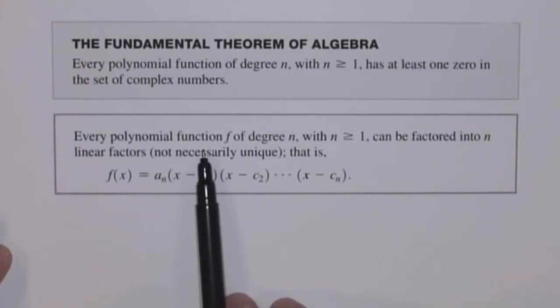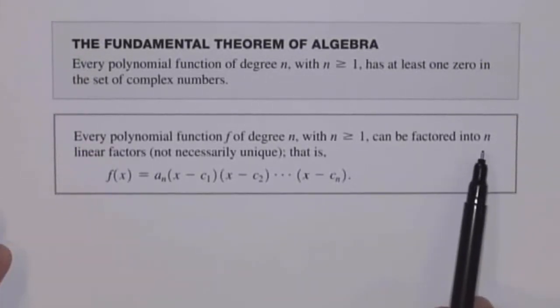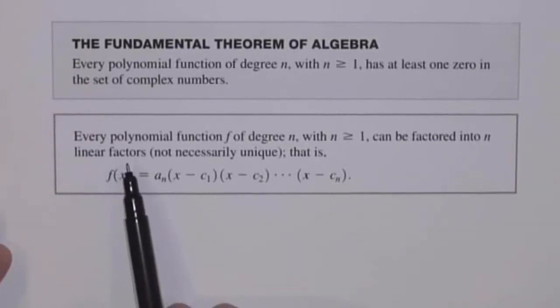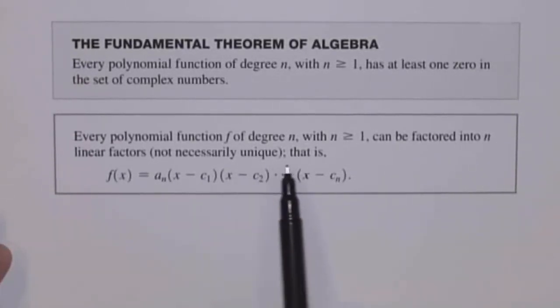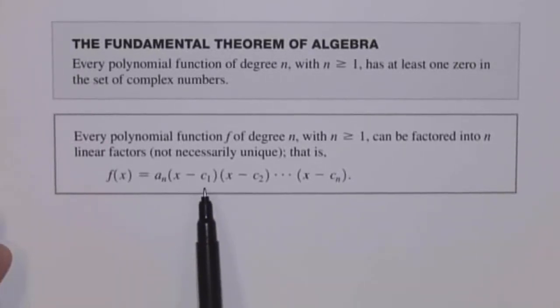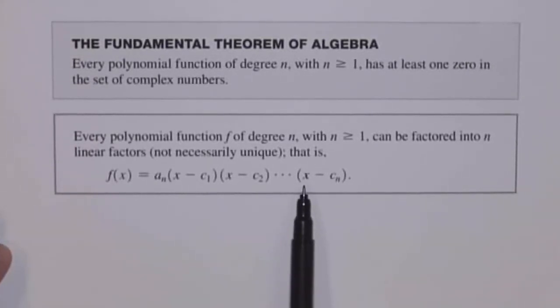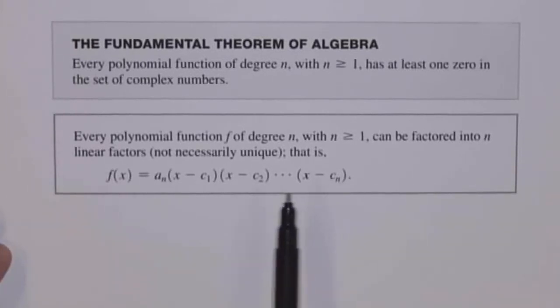Every polynomial function f of degree n with n greater than or equal to 1 can be factored into n linear factors, not necessarily unique. That is, f of x equals some constant a sub n times x minus c sub 1 times x minus c sub 2 and so on times x minus c sub n.